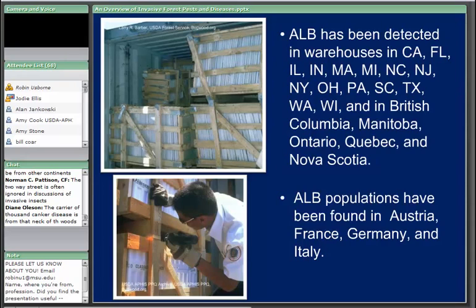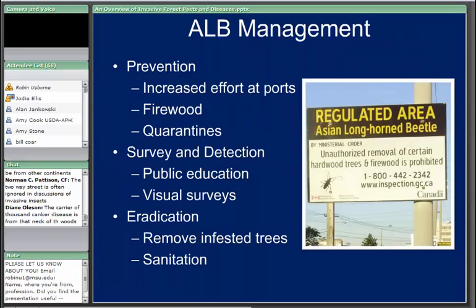This is not just a North America problem. They've been found in Austria, France, Germany, and Italy too. So this could soon become a national problem. ALB management is pretty much the big three: prevention, survey and detection, and eradication. They do use pesticides sometimes to control ALB, but the strategy up till recently has basically been to remove and destroy infested trees, which has, in Worcester anyway, been kind of a devastating process, but a necessary one.